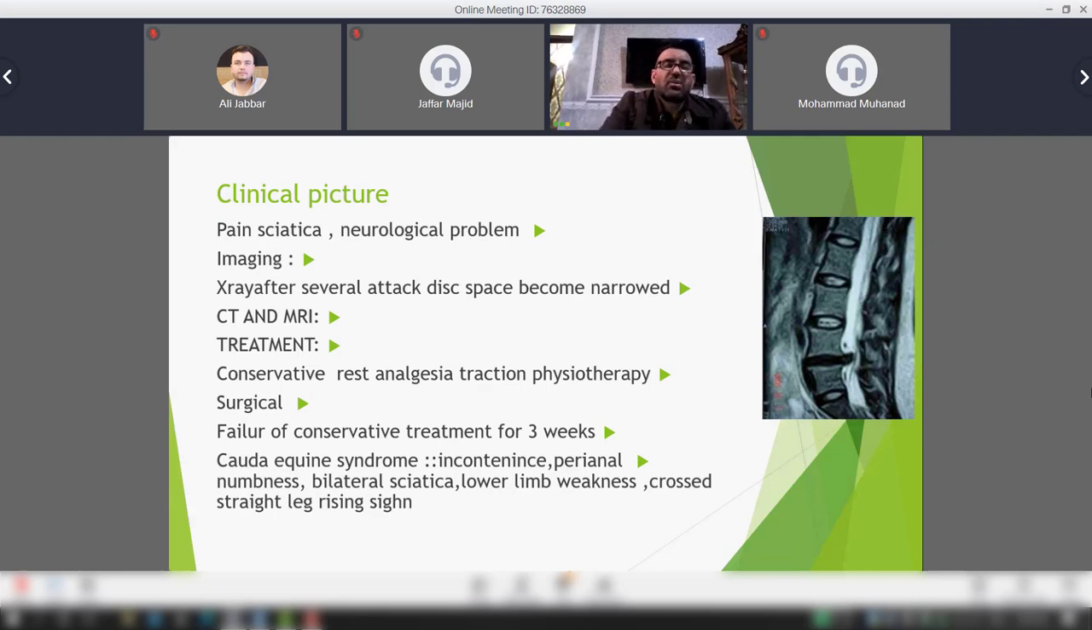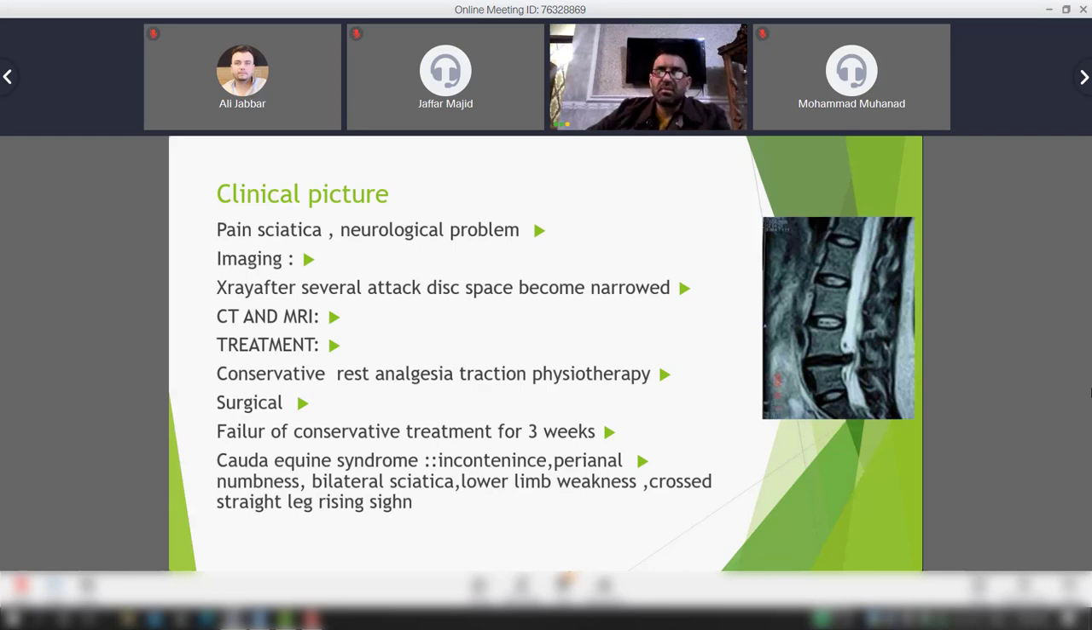ممكن send for X-ray and see there is a narrowing of disc prolapse. CT and MRI will be convincing. MRI تشوفونه ينطينا صورة واضحة عن الموضوع. First of all, conservative treatments, analgesia, traction.